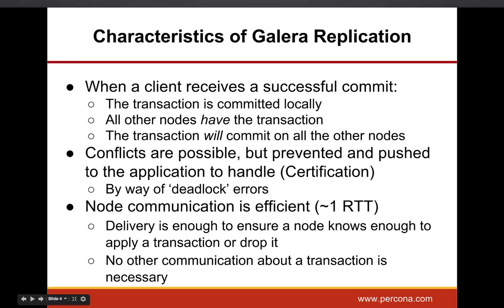So additionally, Galera replication, node communication is very efficient. It's really just a single round trip effectively. So if you have a cluster that's spanning North America, you have probably somewhere between 80 and 100 milliseconds of latency between your nodes. A commit will take approximately that 80 to 100 milliseconds under normal circumstances.